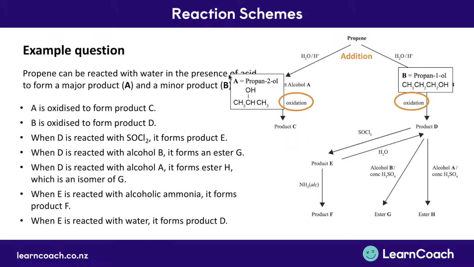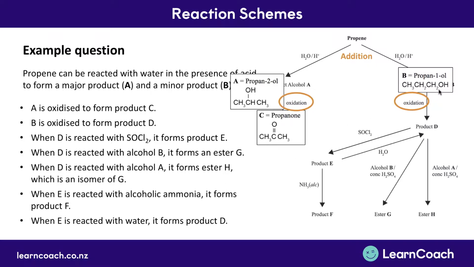So if we go back here and let's look at our secondary alcohol, our propan-2-ol. Now if we want to oxidize that, what's going to happen is you're going to kick off one of these hydrogens here and another hydrogen from the carbon, and you're going to get your double bonded oxygen creating a ketone. Now this can't be oxidized anymore. So product C as a ketone would be called propanone.